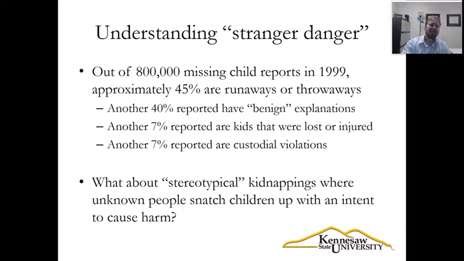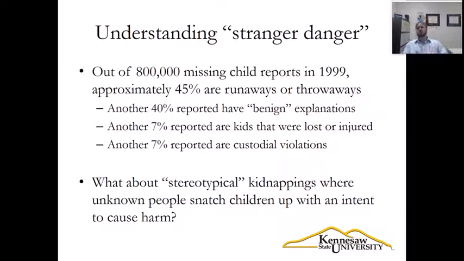So, understanding this idea of the stranger danger is important. So out of 800,000 missing child reports in 1999, approximately 45% are runaways or throwaways. So that's a lot, right? Another 40% report having benign explanations. We don't even know why. And then 7% reported are kids that are lost or injured. Another 7% reported are custodial violations.